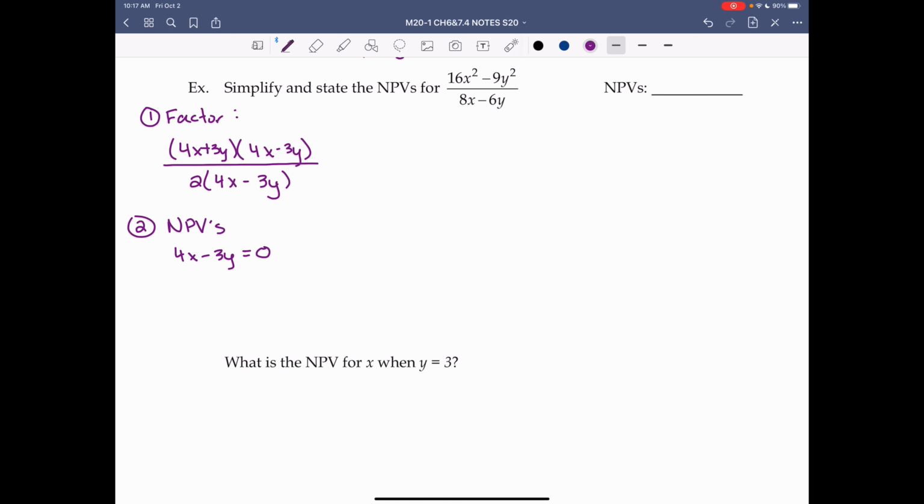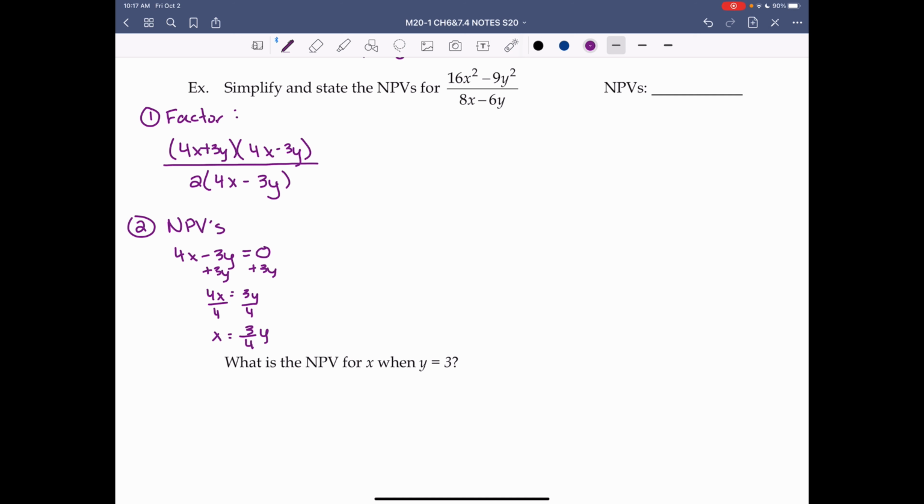So let's say that we start by looking for the x value. We're going to add 3y to both sides. We get 4x equals 3y. Divide by 4, divide by 4. We get x is equal to 3 over 4 y.